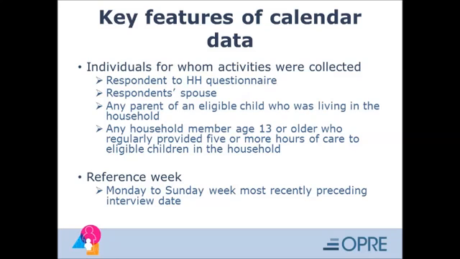So the adult calendar was collected for the respondent to the household questionnaire, his or her spouse, any parent of an eligible child who was living in the household under age 13, and any household member age 13 or older who regularly provided 5 or more hours of care to eligible children in the household. So for instance, in this last category, you would capture an older sibling or a grandmother or an uncle or an aunt who provides care for children under age 13 in the household.